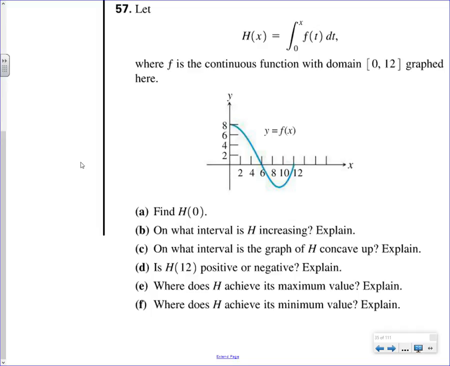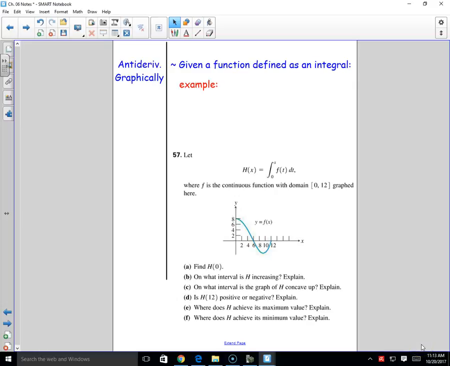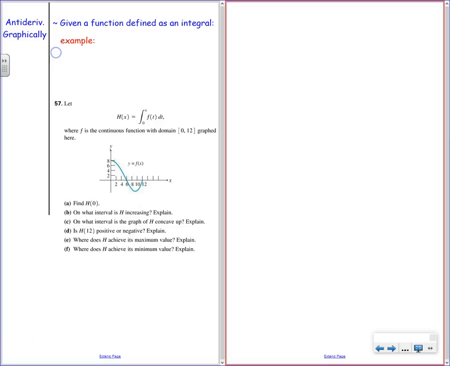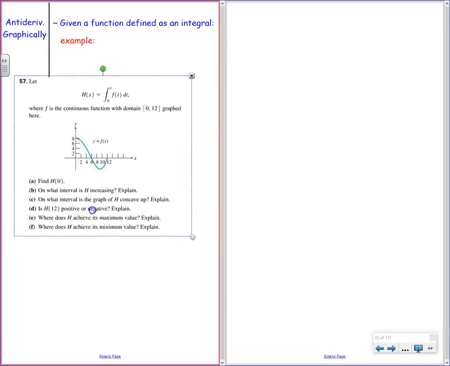Gotta think through carefully. We're given a graph of an original f. We're trying to think about its antiderivative, as signified by h being defined as the accumulator function of f. How do we find h of 0? Plug in the zeros, right? Pause, we're gonna do this. I forgot I had a blank page for this very purpose.